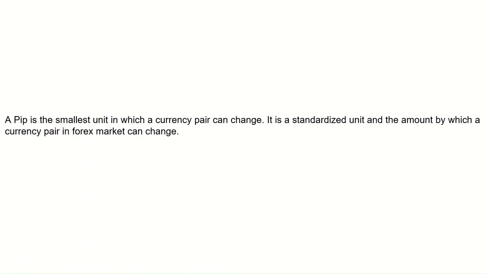So let's go to pips calculation. How do we calculate pips in Forex? We already said that pips is one of the most important things you need to know in Forex, so it is only wise for you to know how to calculate pips. Pips is the smallest unit in which a currency pair can change. It is a standardized unit and the amount by which a currency pair in the foreign exchange market can change, like I've said earlier.